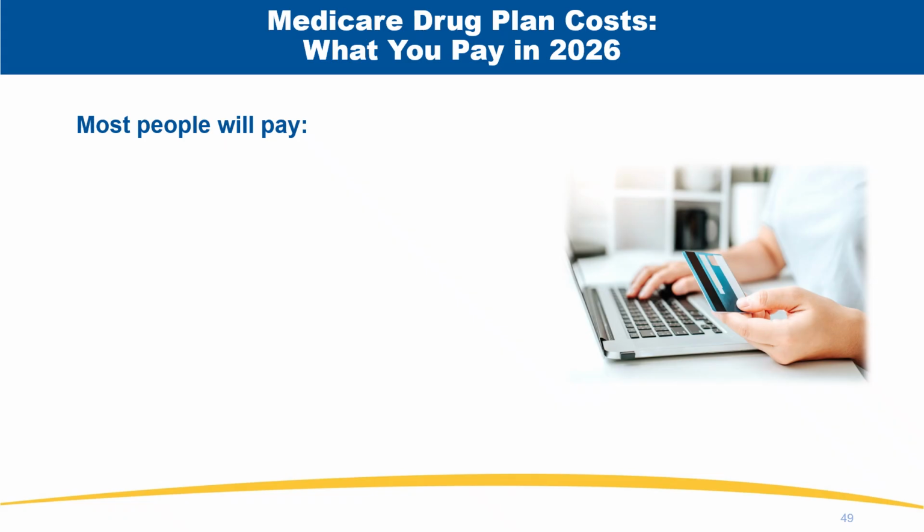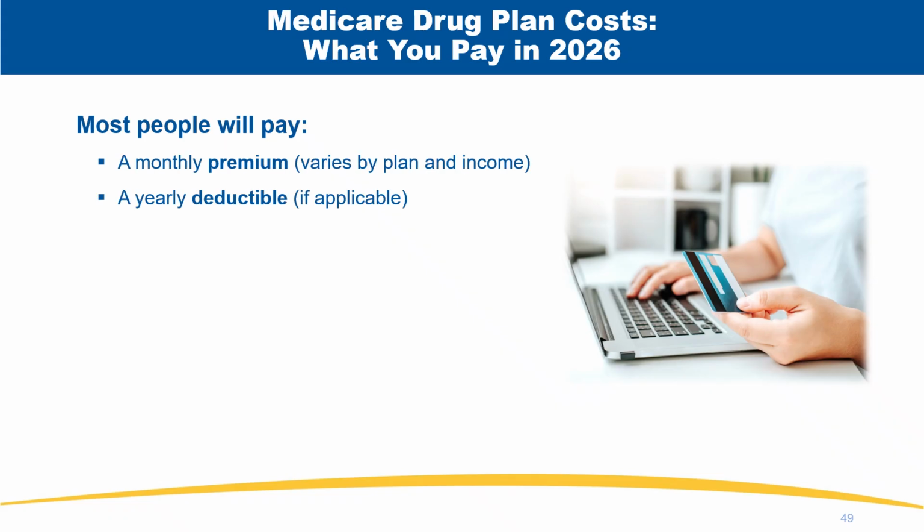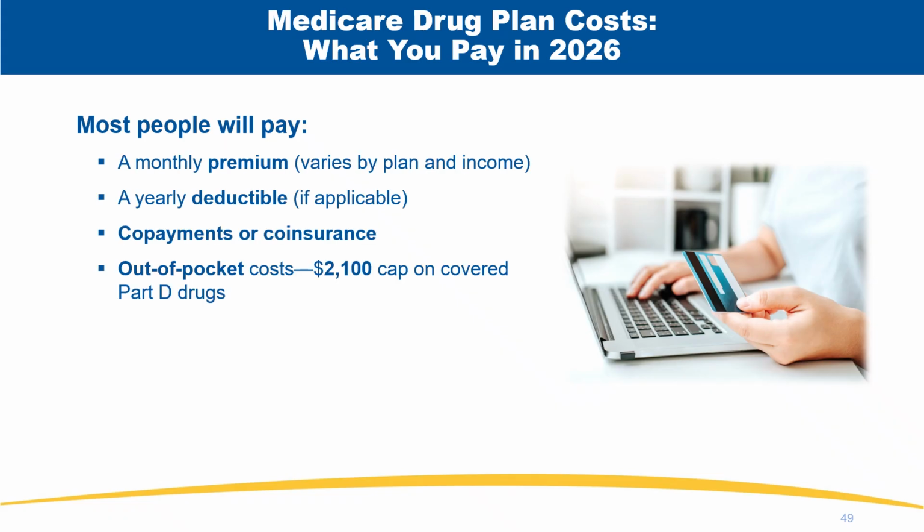Medicare drug plan costs and what you pay in 2026. Most people will pay a monthly premium, a yearly deductible, if applicable, copayments or coinsurance, and out-of-pocket costs capped at $2,100. Last year it was capped at $2,000, but years before that, it was capped at $8,000. The Inflation Reduction Act reduced the $8,000 cap to $2,000 last year and $2,100 this year.